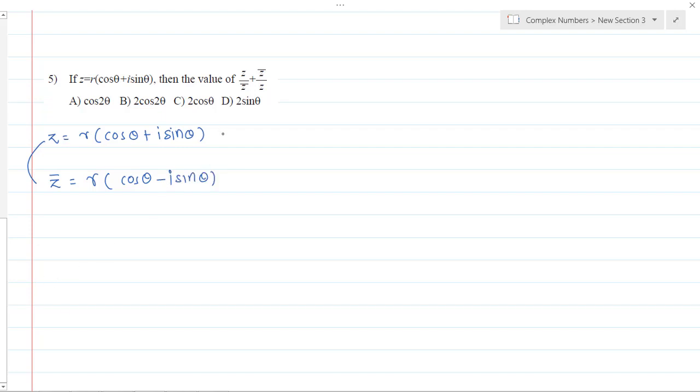Now let's substitute these two in this equation. We want to find out the value of this, which is nothing but z upon z bar plus z bar upon z. Let's simplify this. Do cross multiplication. This goes here, this goes here, and these two go here. So z into z becomes z square, plus z bar into z bar becomes z bar square, whole divided by z bar into z. Let's first do this z square. So z square will be what? Its square will come.